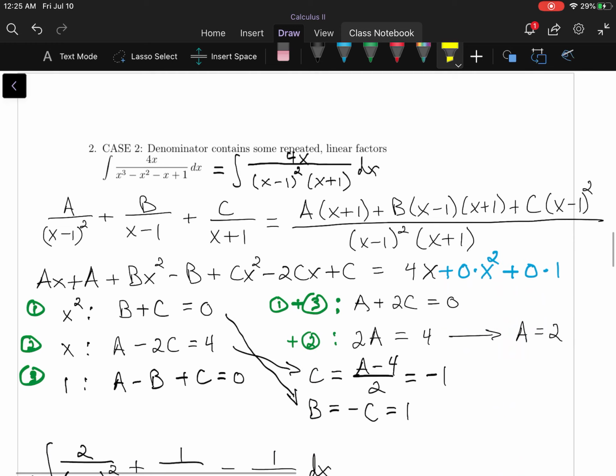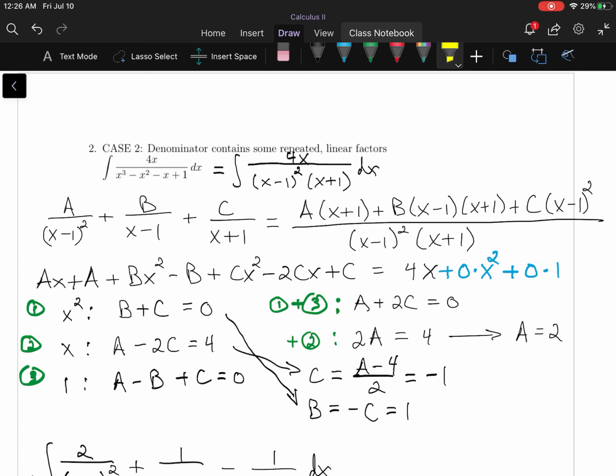Problem 2 is the next case that you might encounter. This is the instance where you have linear terms on the bottom, but at least one repeats. In this case, you have x minus 1 times x minus 1, which is x minus 1 squared. And so in that case, your decomposition is going to be a little different from what we had just done. In this instance, you're going to have a over x minus 1 squared plus b over x minus 1 plus c over x plus 1.